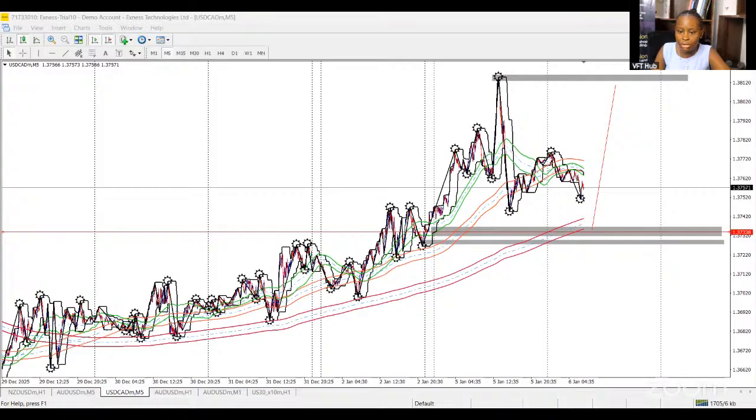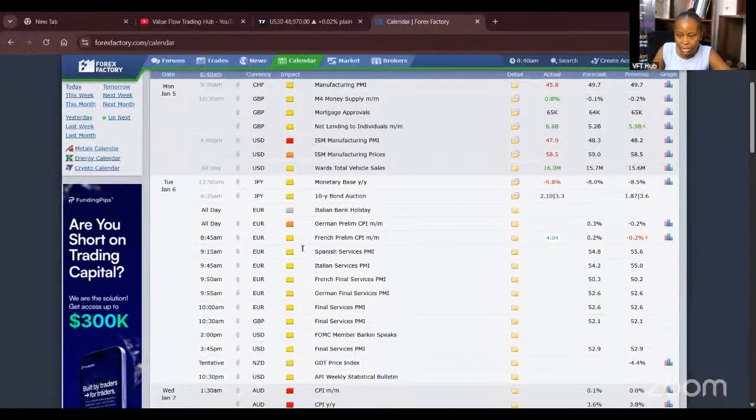Let's take a quick look at Forex Factory. What are the high impact news releases that we're looking at today so that we are not caught off guard? So today is the 6th of January, Tuesday. I believe you can see my screen. Today is a very quiet, very slow day. All of these are low impact news releases, and the only medium impact we have happens to be on the Euro.